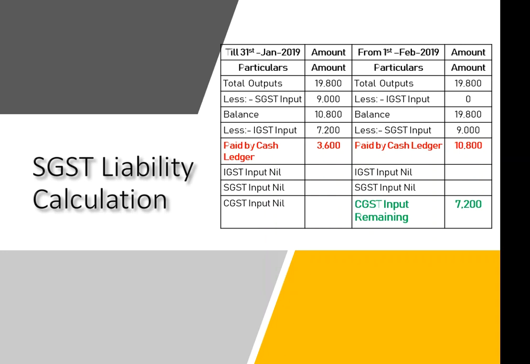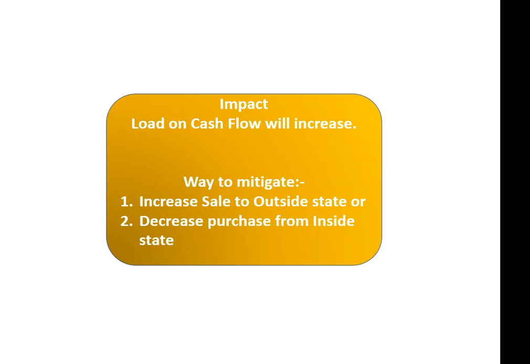Friends, we should be very careful. We need to review our business model. If you see the total impact, the load on cash flow will increase. And accordingly, what is the way? If you visualize, if you think it through, then you have two ways of mitigating this risk. First, either increase your sales to outside the state, or second, decrease purchases from inside the state.